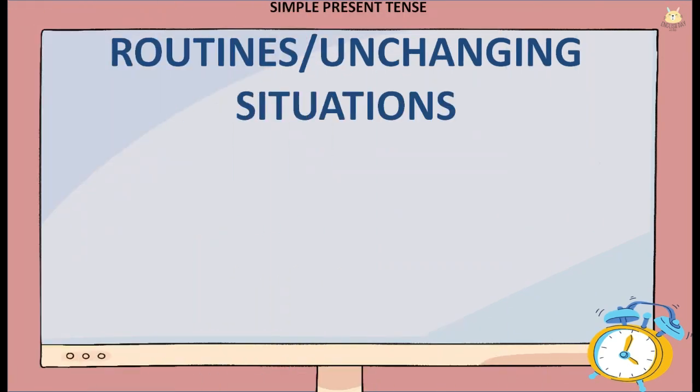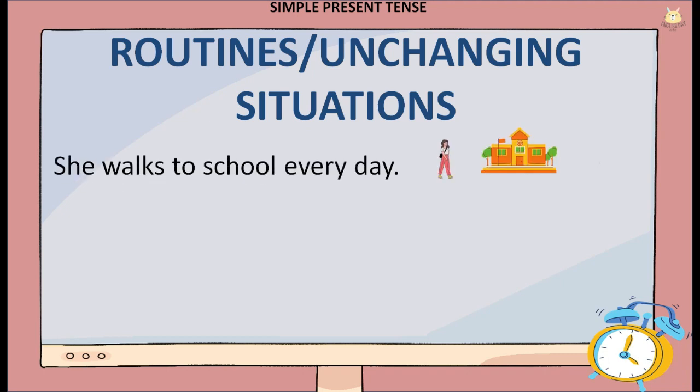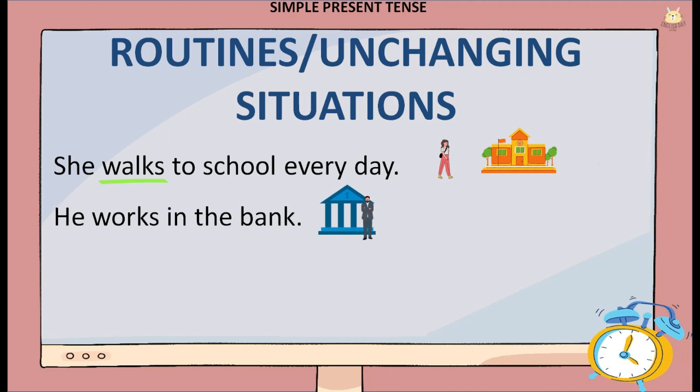Next, we can also use the simple present tense to talk about routines, habits, repeated actions, or unchanging situations. Let's have some examples. She walks to school every day. Our verb is walks. And our time expression every day tells us how often she walks. And in this sentence, it means she walks to school every day. She does not take the bus or the train to go to school. She just walks.